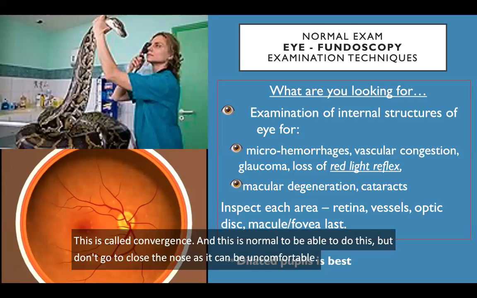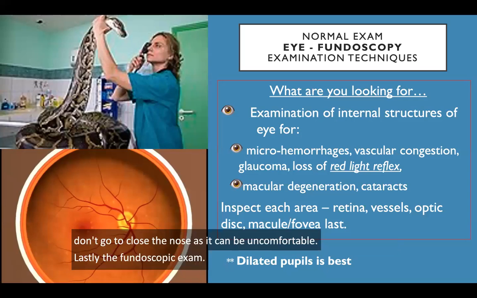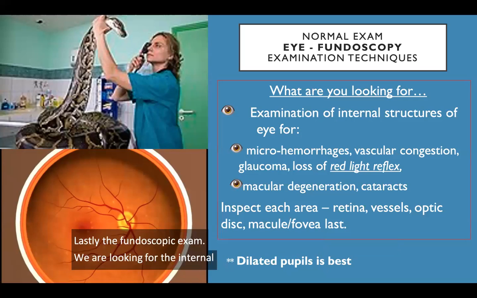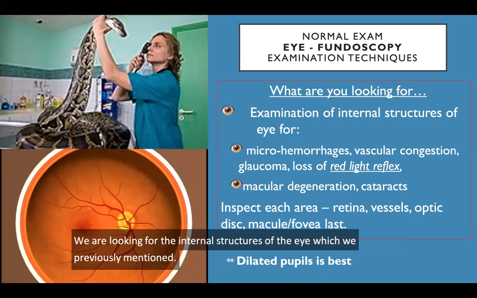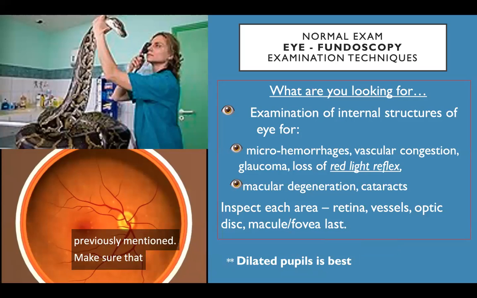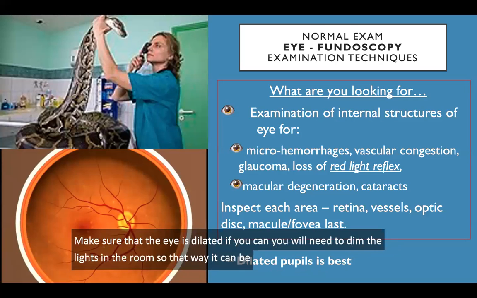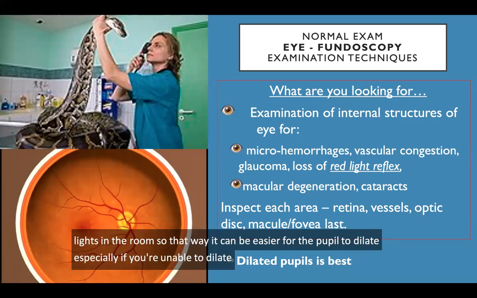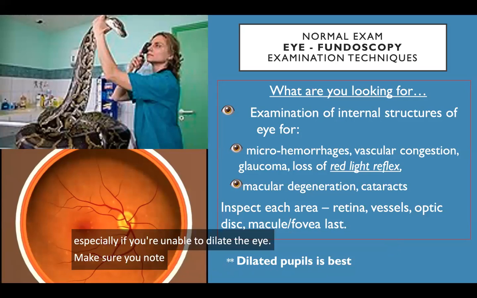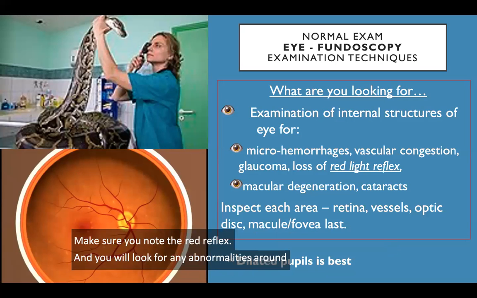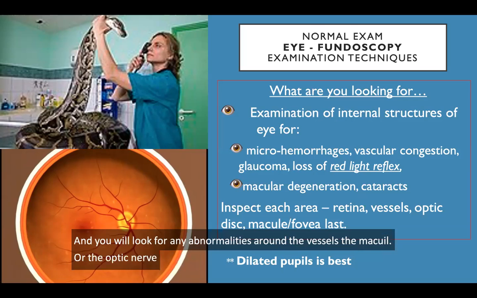Lastly, the fundoscopic exam. We are looking for the internal structures of the eye, which we previously mentioned. Make sure that the eye is dilated if you can. You will need to dim the lights of the room so that it can be easier for the pupil to dilate, especially if you're unable to dilate the eye. Make sure you note the red reflex, and you will look for any abnormalities around the vessels, the macula, or the optic nerve, which includes the disc and the cup.